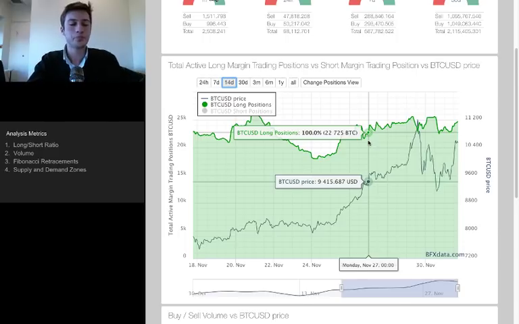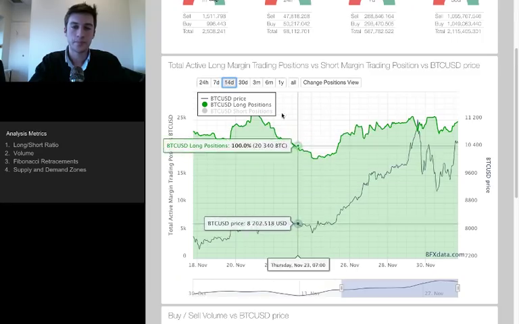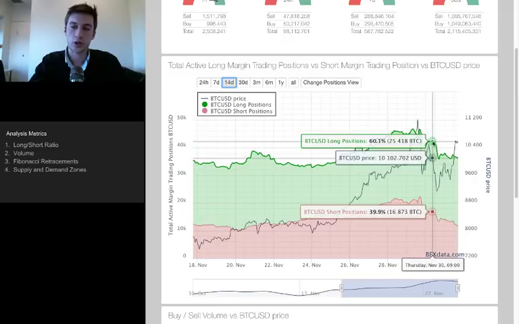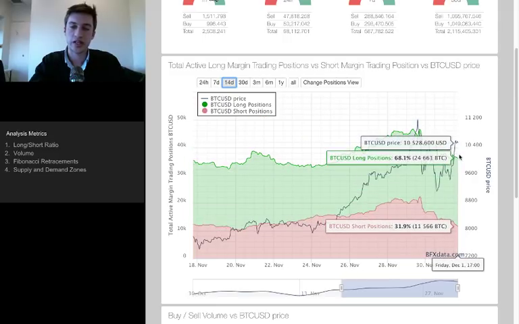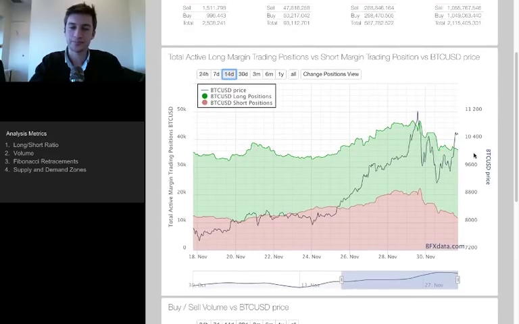And this is clearly an established trend. And then one last thing on long short positions, we can see that the percent is 68% long and 31.9% short. That also is an indicator that the mass market's bullish. That's not really the most bullish sign.